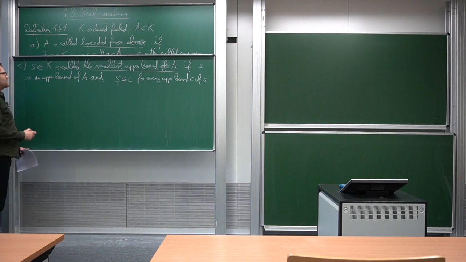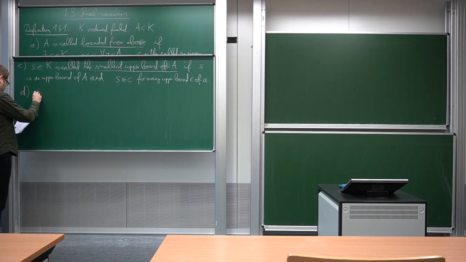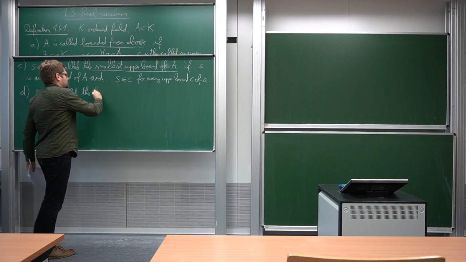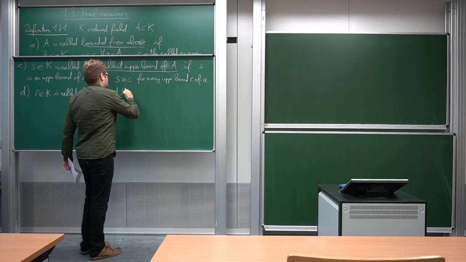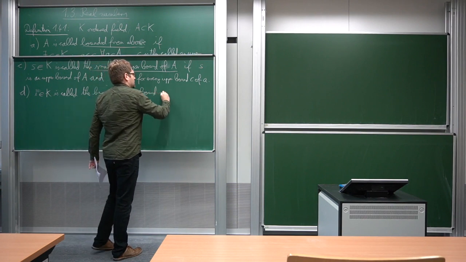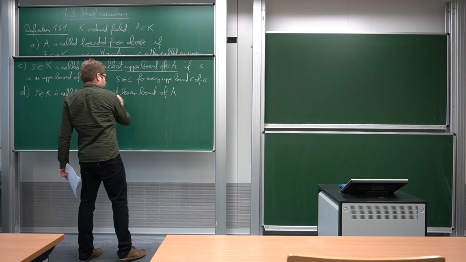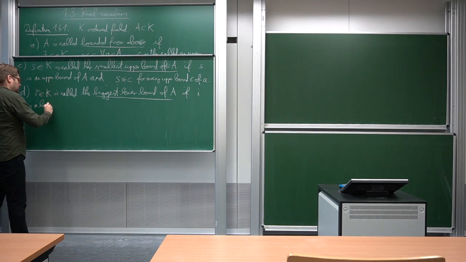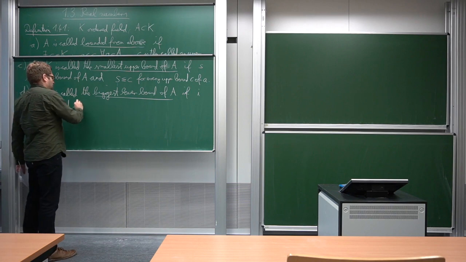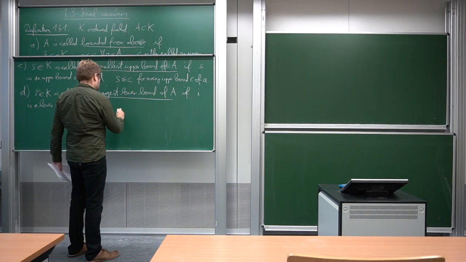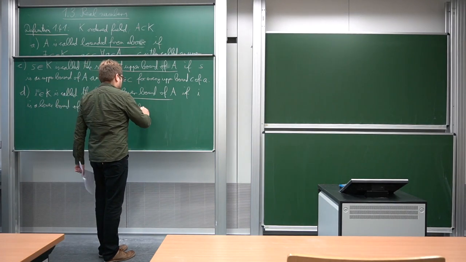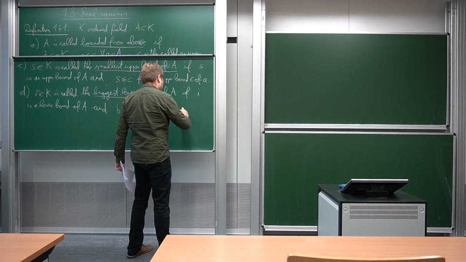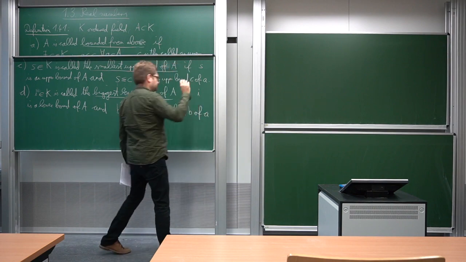And of course we can do the same thing with lower bounds. Some element I in K is called the biggest lower bound of A if I is, first of all, a lower bound of A, and B is smaller than or equal to I for every lower bound B of A. Okay.